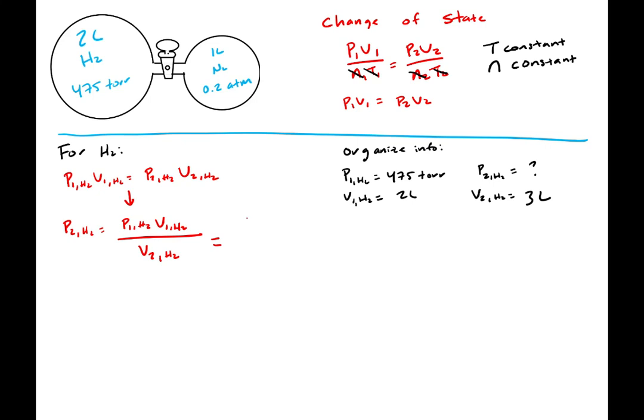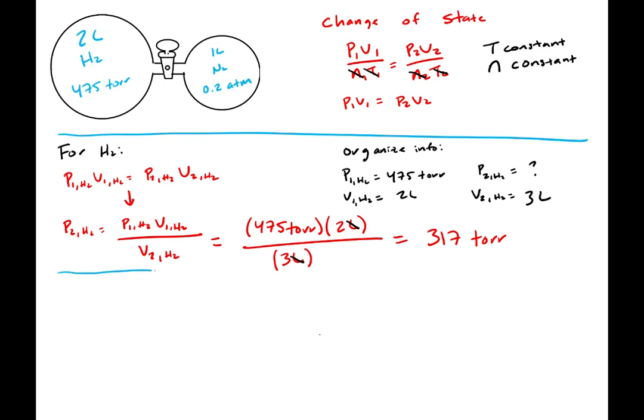Then we plug in the numbers. P1 of H2 is 475 torr, and V1 of H2 is 2 liters, over V2 for the H2, 3 liters. The liters cancel out, and we're left with the new pressure of the H2 in torr, and it comes out to 317 torr. And that makes sense, right? When you increase the volume at a constant temperature, then the pressure should decrease, and it has. That tells us what's going on with the H2.